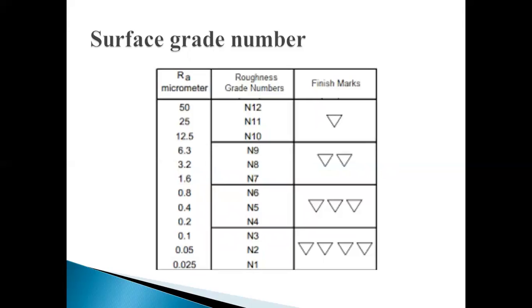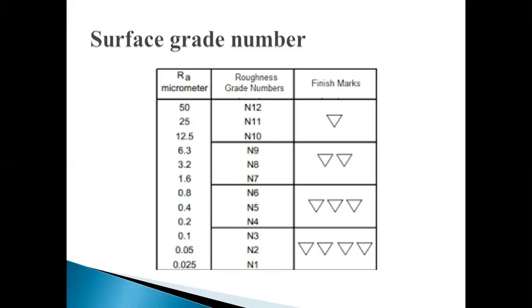There are many surface grade numbers shown by various symbols. In the BIS system, Bureau of Indian Standards, numbers are not recommended; in that case, we use the grade. There are grades from 0.025 to 50 in micrometers, which are represented by various symbols, also roughness grade numbers or finish marks.